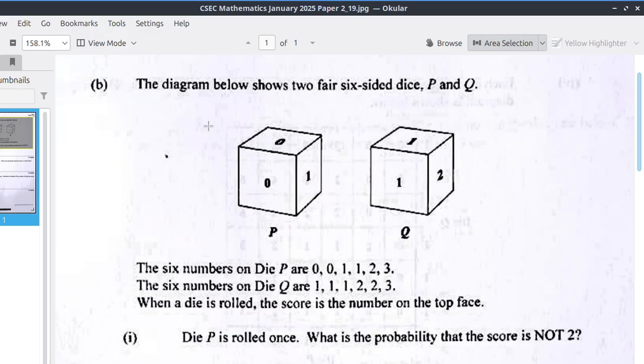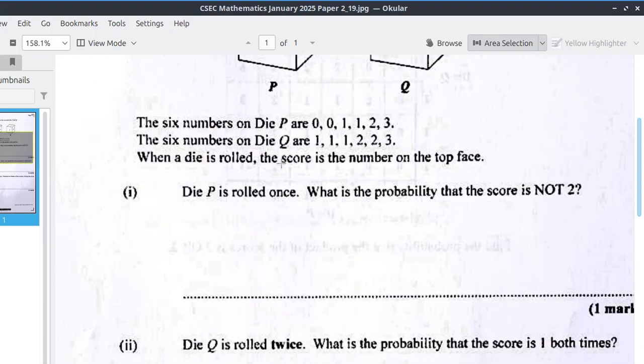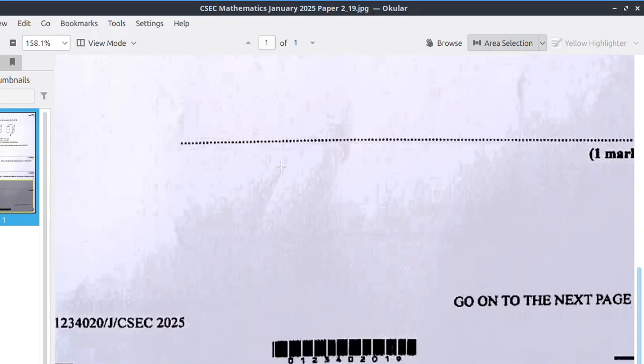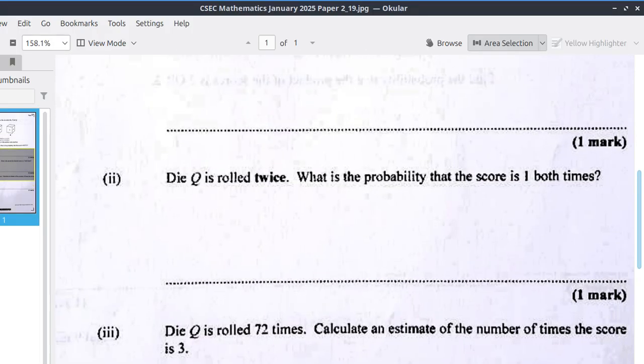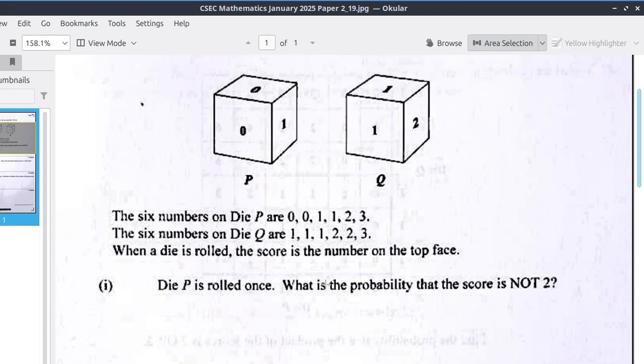Now, the diagram below shows two fair six-sided dice, P and Q. The 6 numbers on die P are 0, 0, 1, 1, 2, 3. The 6 numbers on die Q are 1, 1, 1, 2, 2, 3. Die P is rolled once. What is the probability that the score is not 2? Each item here has 1 mark.